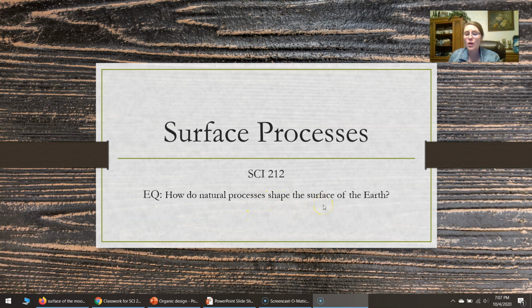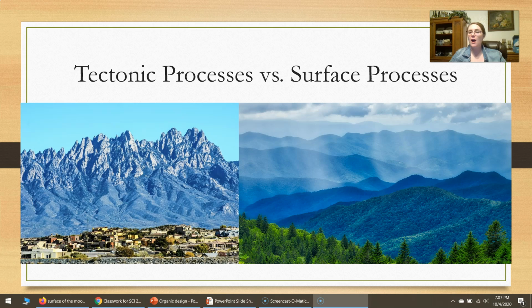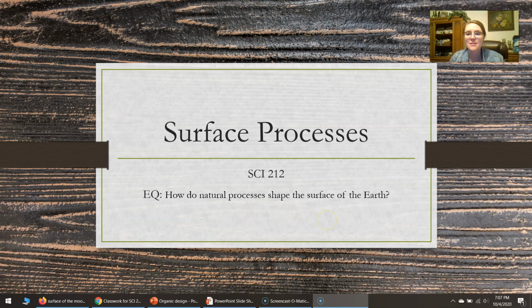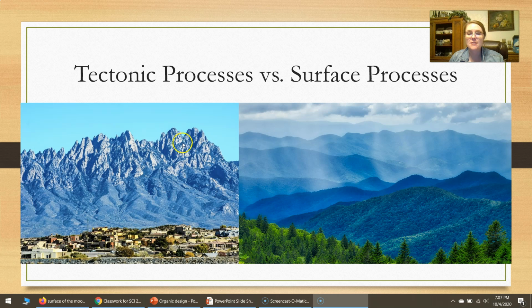surface of the Earth. We talked about how tectonic plates can shape the surface of the Earth, and the movement of the lithosphere on the asthenosphere. But let's talk about what actually happens on top of these rock layers that are tectonic plates. So I wanted to look at some tectonic processes versus surface processes by checking out these two mountain ranges.